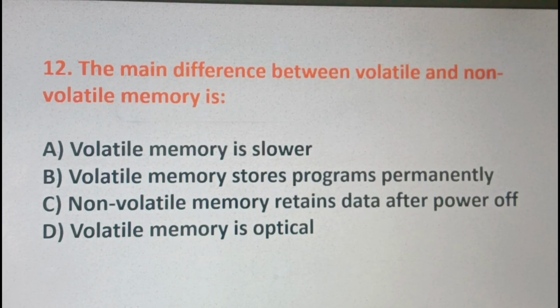Next question. The main difference between volatile and non-volatile memory is: volatile memory is slower, volatile memory stores program permanently, non-volatile memory retains data after power off, volatile memory is optical. The correct answer is option C.